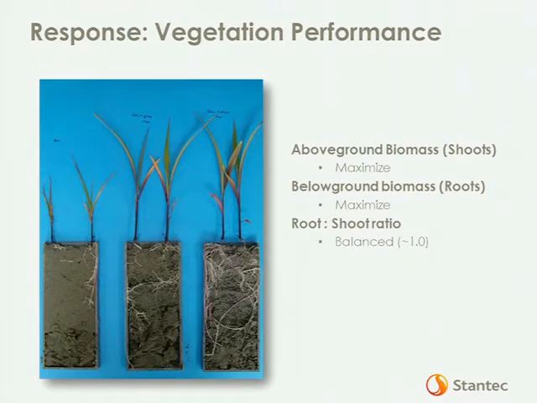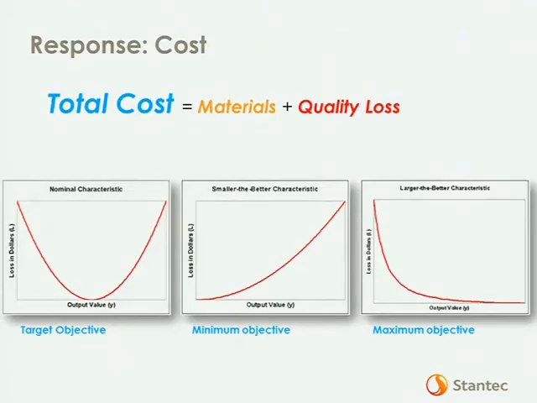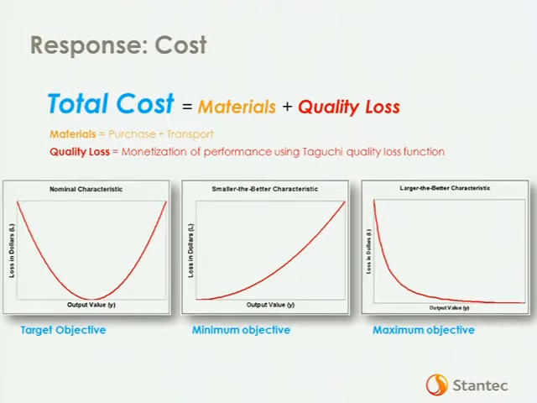A plant that sends more resources to the roots is a stressed plant, so it's looking for nutrients and water, and it's putting more effort into root growth at the cost of the above ground biomass. So we want that to be fairly balanced growth. The other response we're looking at is cost. It's an industrial application, so we wanted to balance our performance with our costs. We're defining cost as both materials cost and quality loss cost. The materials cost is just the cost of purchasing and transporting those amendments to the site, whereas the quality loss cost is monetizing the vegetation performance using quality loss functions.